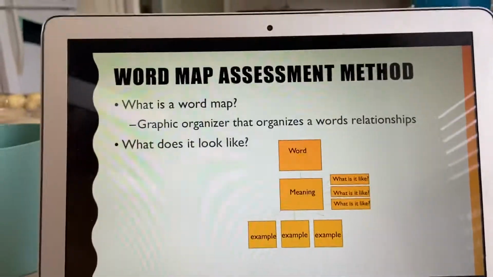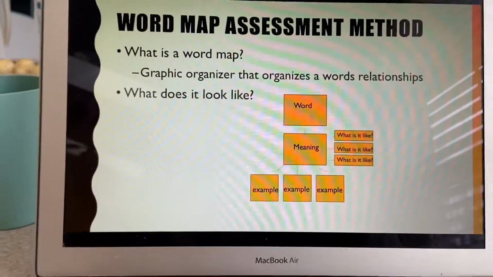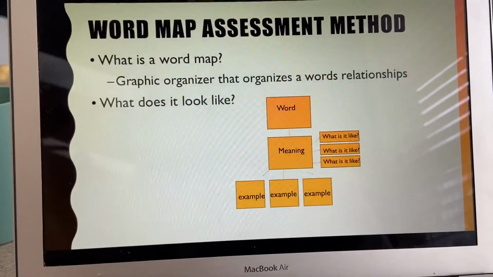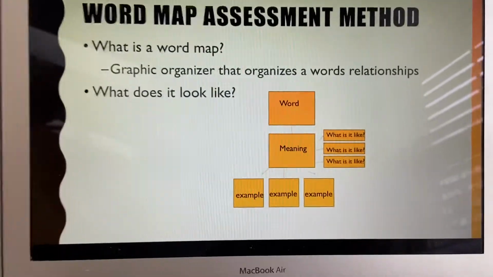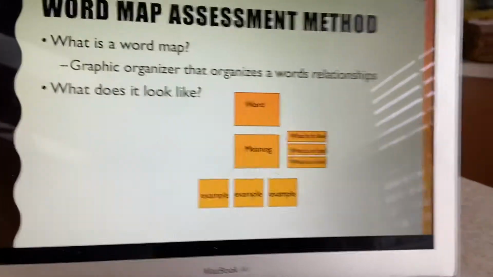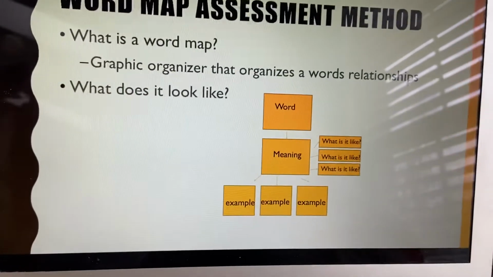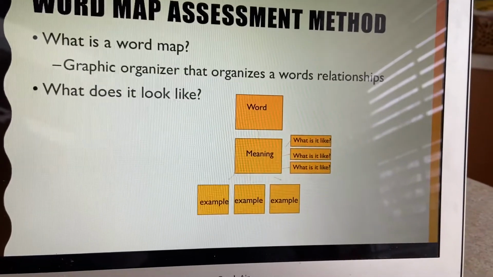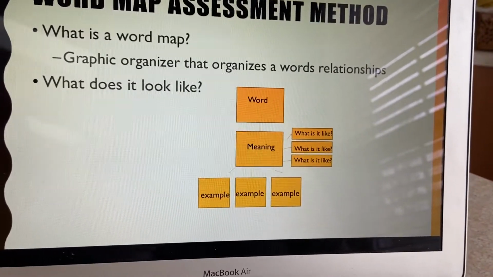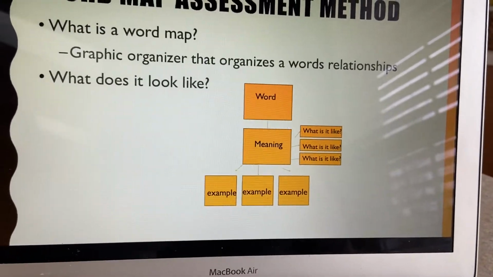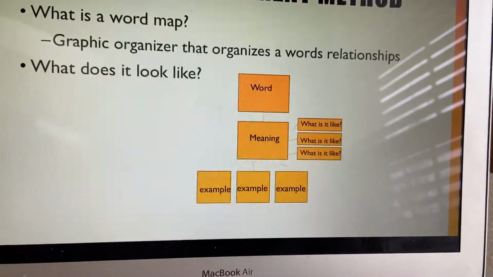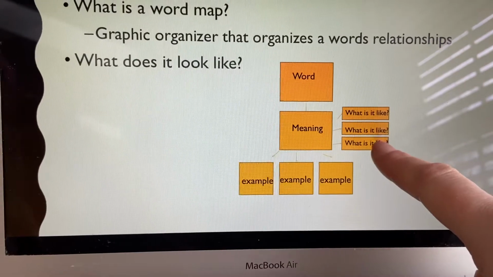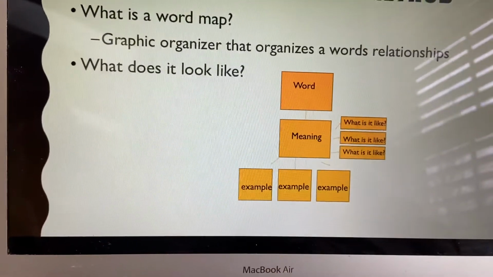So you're probably questioning, what is a word map? It's a graphic organizer, which we've been focusing a lot on in our class. And I like organizing things through graphic organizers because it organizes your thoughts into a picture. The word map is a graphic organizer that organizes the word and its relationships. And what does it look like? This is the example that the book gives you. The word, what it means, and 3 examples of what it's like, and then 3 examples down here.